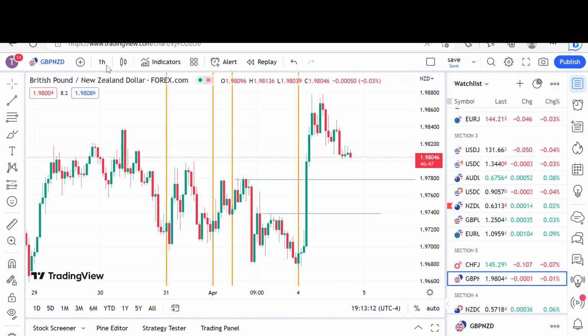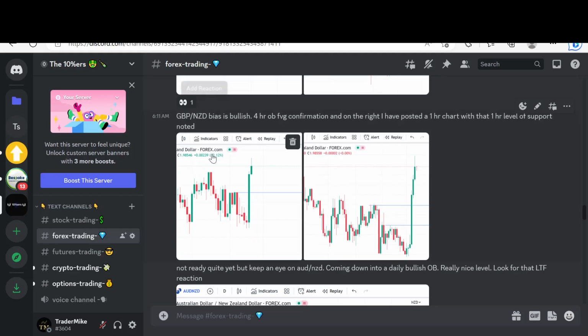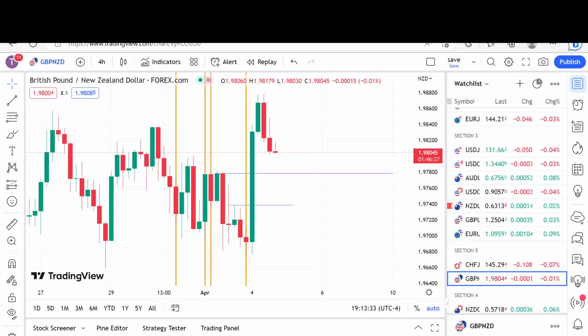All right, so GBP/CAD. Let's go to this one real quick. On the GBP/CAD, I said bias is bullish: 4 hour OB, aka order block, fair value gap confirmation. And on the right, I have posted a 1 hour chart with a 1 hour level of support noted. Let's go to that now.